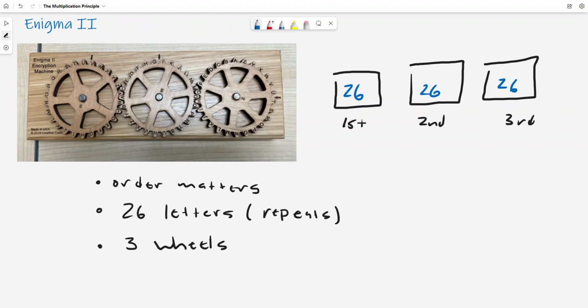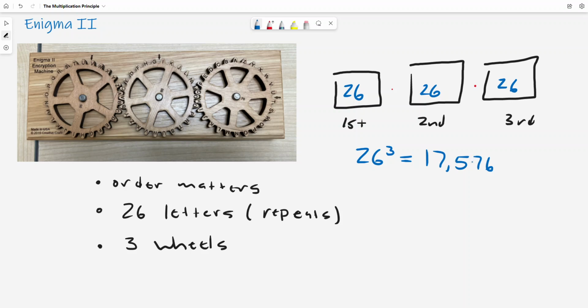Now, if I multiply this using my product principle, you have 26 times 26 times 26. That tells you that you end up with 26 to the third power, which is going to be 17,576. Okay, now 17,576 is only the number of ways that we can choose those letters.